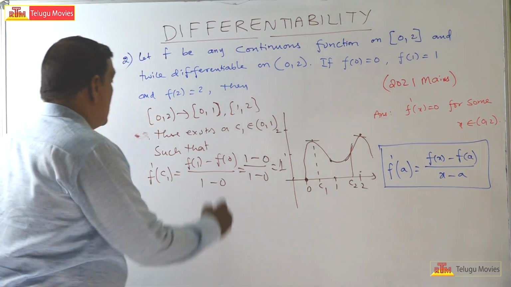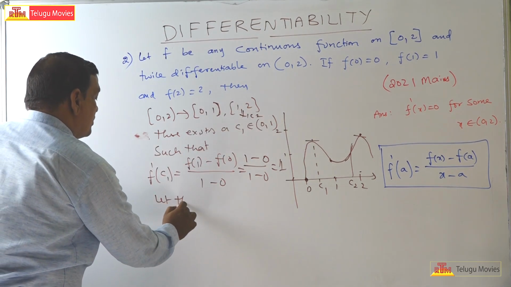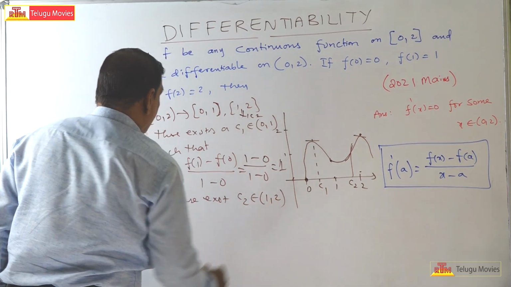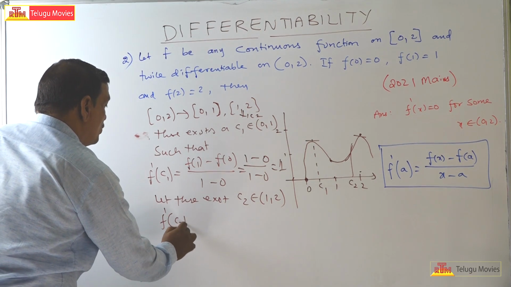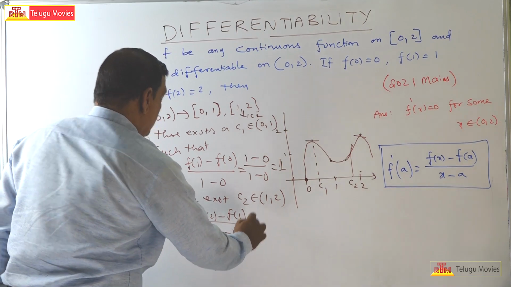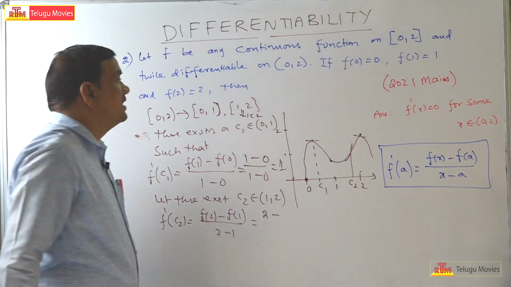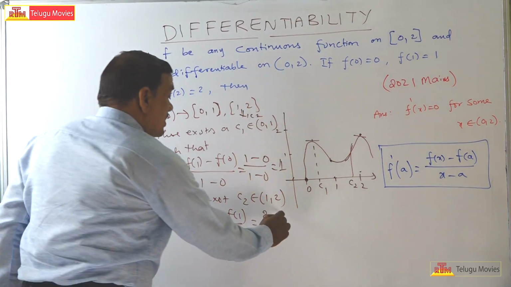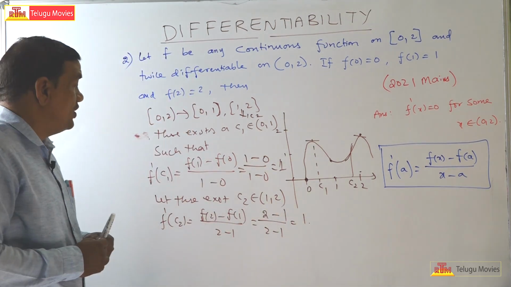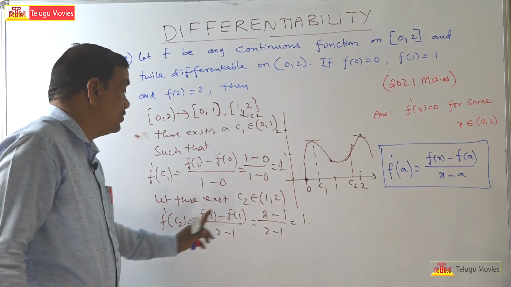Let us see the same for C2. Let there exist a C2 belonging to (1, 2) such that f dash of C2 is equal to f of 2 minus f of 1 by 2 minus 1. f of 2 is 2, and f of 1 is already given as 1, so that is 2 minus 1, equal to 1. From this, f dash of C1 is equal to 1, and f dash of C2 is equal to 1.